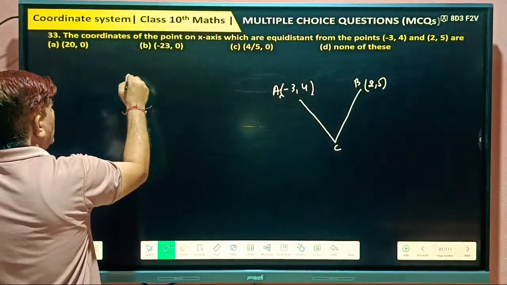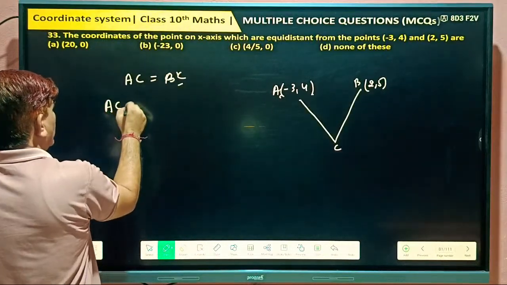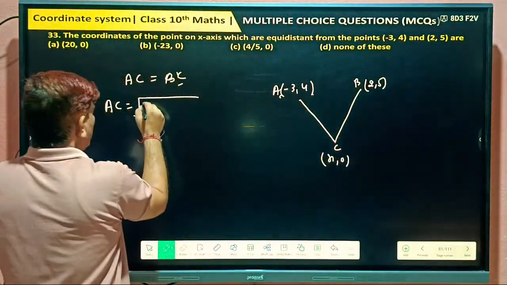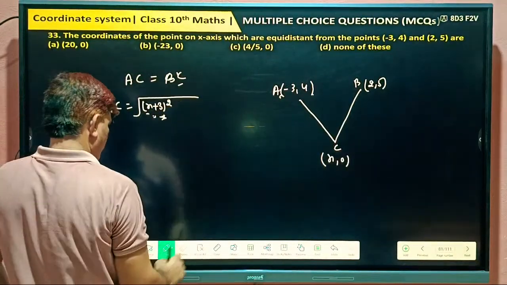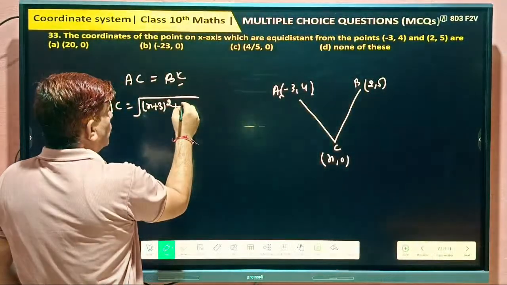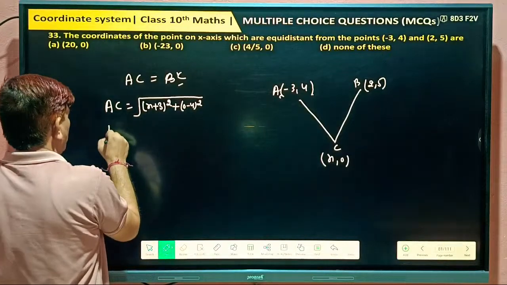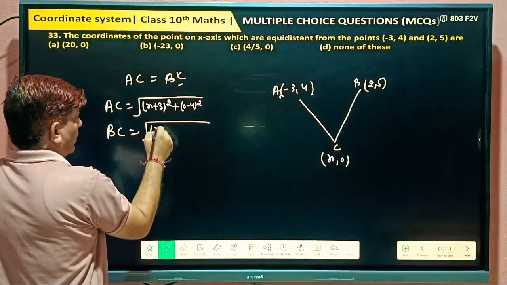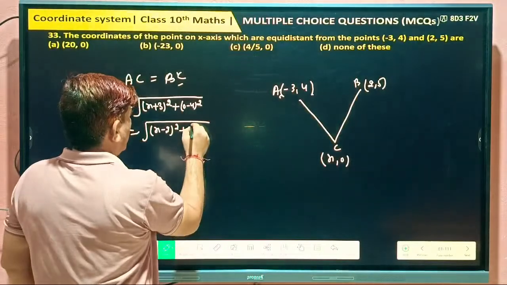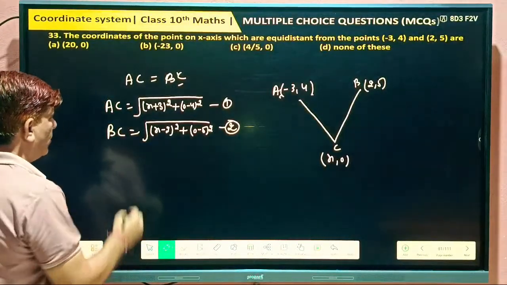So here AC equals BC. What is AC? Find out. What are the coordinates of this? X and 0. So (x plus 3) whole squared plus (0 minus 4) whole squared. BC: find out. (x minus 2) whole squared plus (0 minus 5) whole squared. This is first, this is second. Both are equal, so compare these.